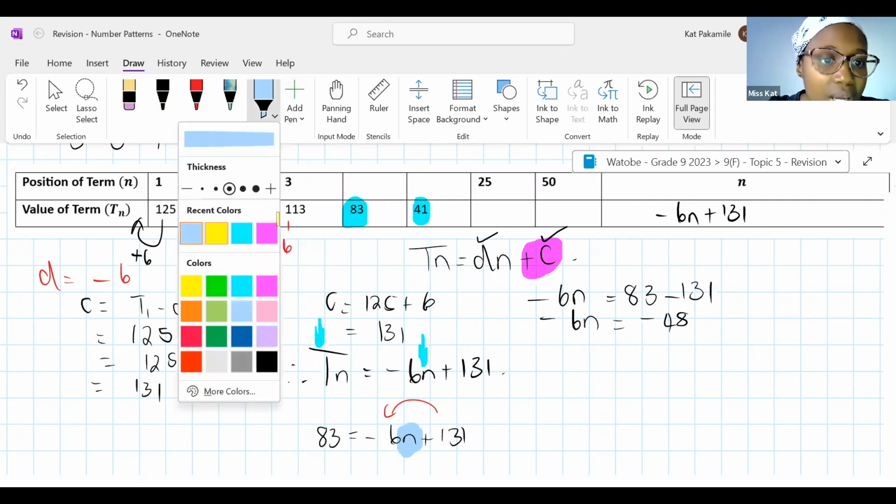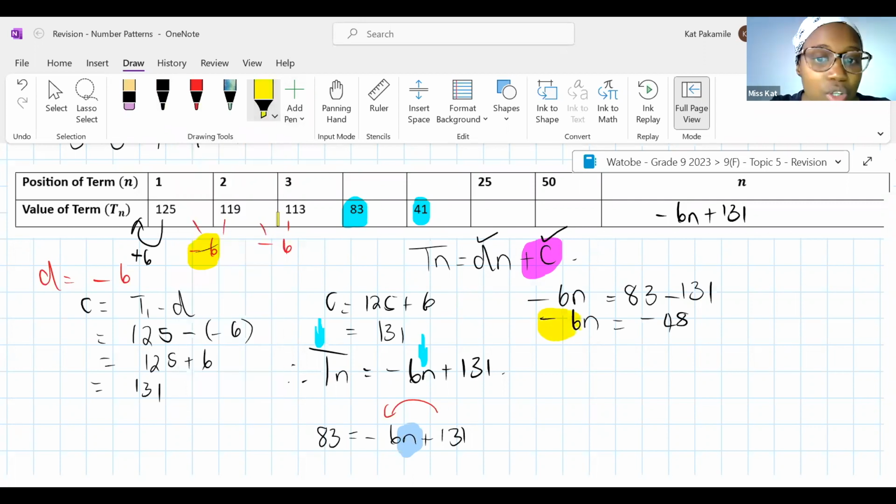How do I get rid of this negative 6? Guys, you have to do it in this way, otherwise you're going to lose marks. If you guess, it's going to be a big problem in the exam.